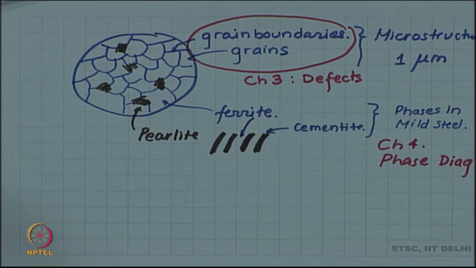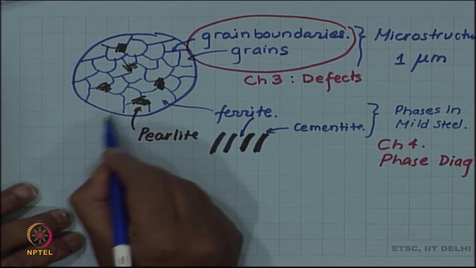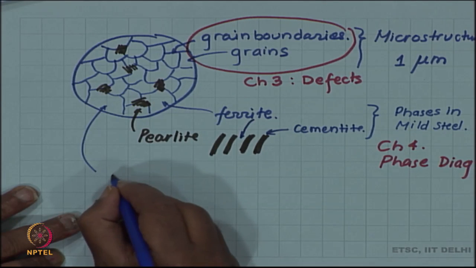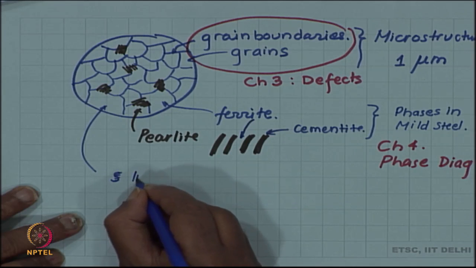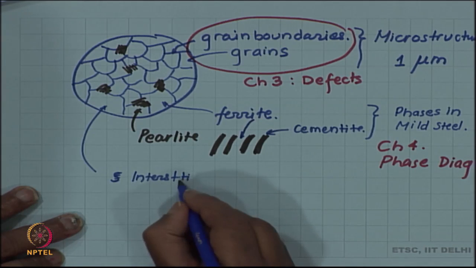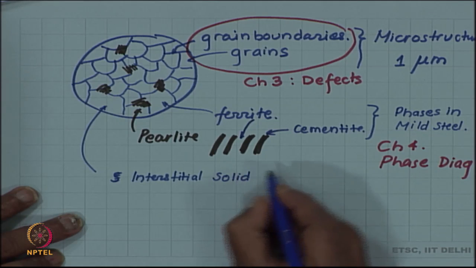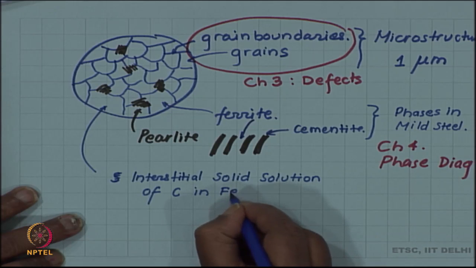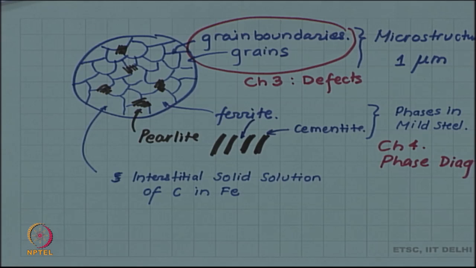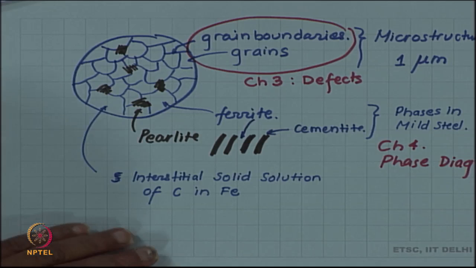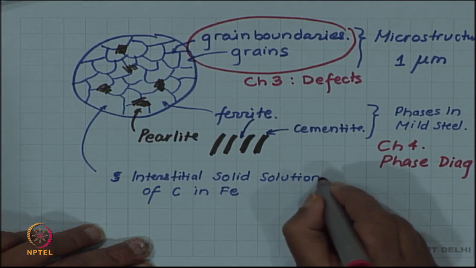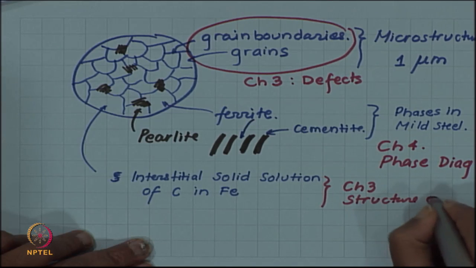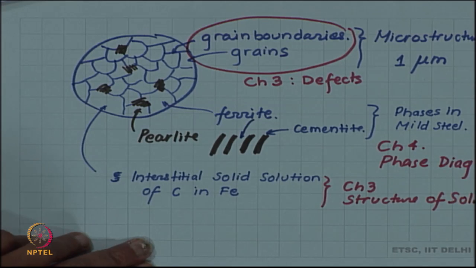Now, if we wish to look in a little bit more detail at these grains of ferrite, then we will find out that these grains of ferrite are actually solid solutions, to be more precise interstitial solid solutions, solid solution of carbon in iron. We will talk about such an alloy structure. Solid solution, interstitial solid solution is one kind, substitutional is another kind. These things will be discussed in the structure of solids chapter, sorry, chapter 2.